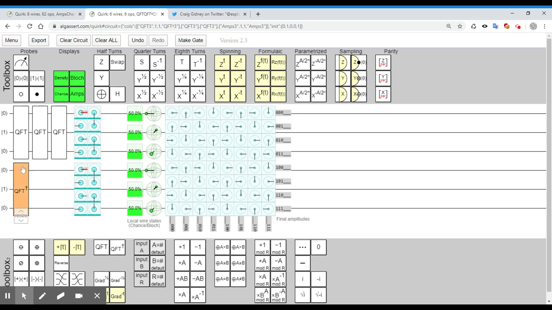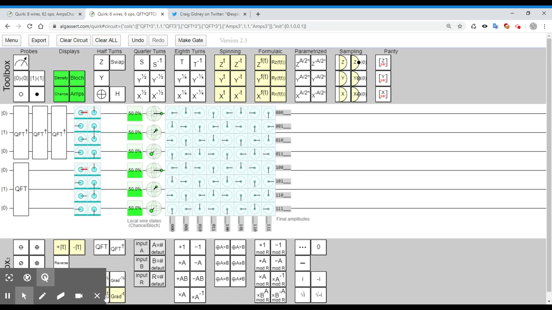And if I apply the inverse, or what Craig calls the inverse, 3 times, and then this QFT, yeah, of course, the behavior is the same. Okay, so it's basically, I mean, I get it.